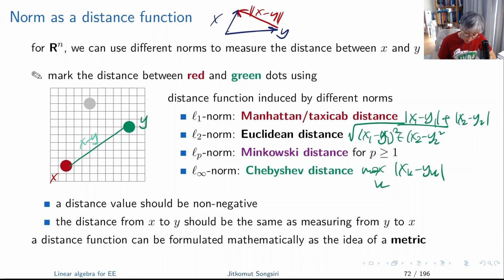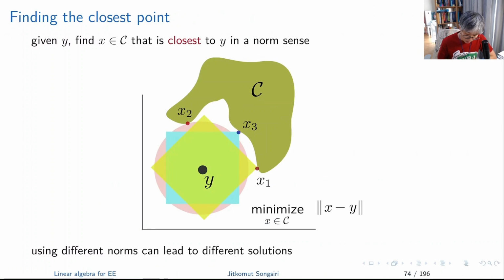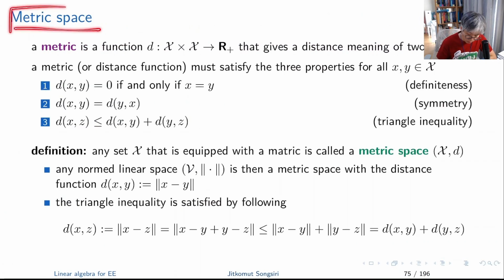What else? When we use a norm as a distance function, it implies this generalization that the distance value should be non-negative. And a distance should have a symmetric property: when you talk about the distance from y to x and from x to y, it should be the same. They should be the same. So that's why in mathematics, a distance function can be explained as the idea of a metric. So let me just mention the concept of metric space shortly.